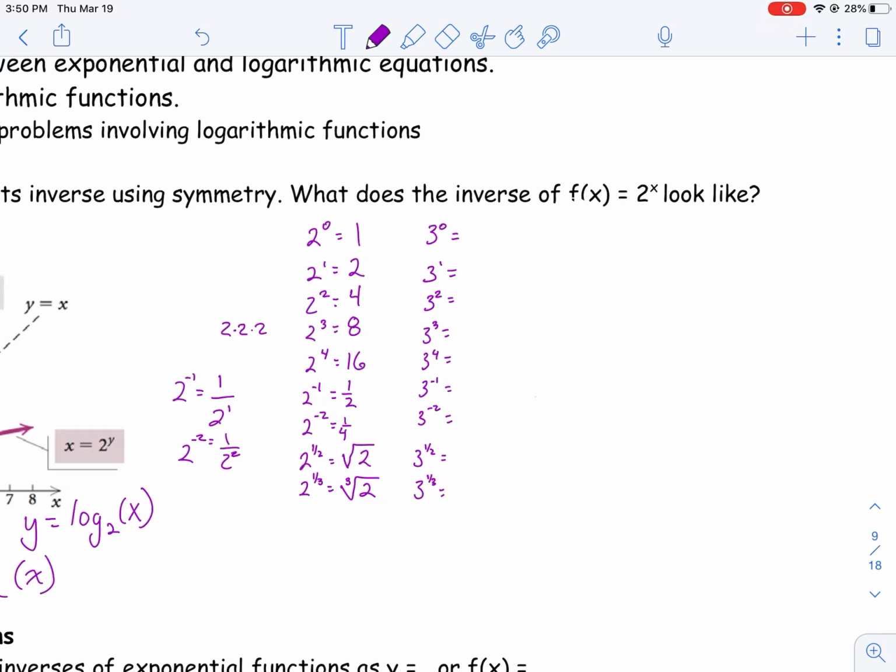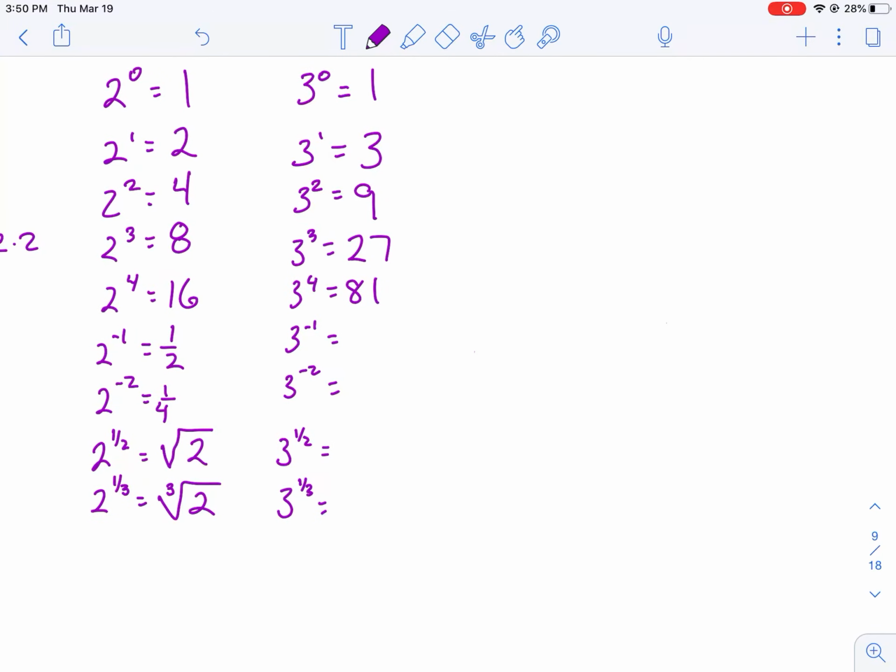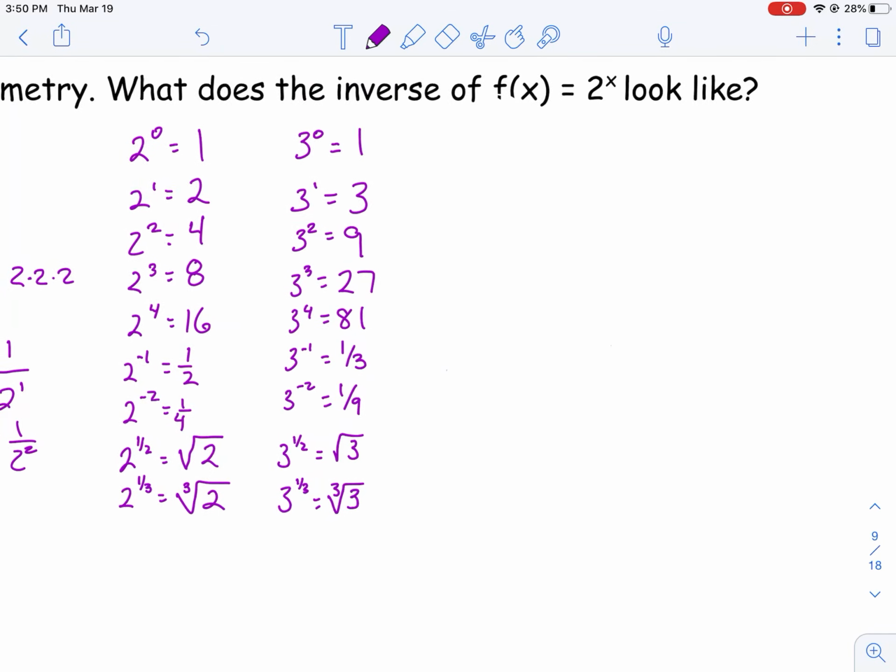Let's look at 3. So when I look at 3, 3 to the 0 power is 1. 3 to the first is 3. 3 times 3 is 9. Multiply 3 together 3 times, I get 27. And 3 times itself 4 times is 81. Hopefully you're getting comfortable with these. 3 to the negative 1, hopefully you're thinking 1/3. 3 to the negative second is 1/9. 3 to the 1/2 is the square root of 3. 3 to the 1/3 is the cube root of 3.